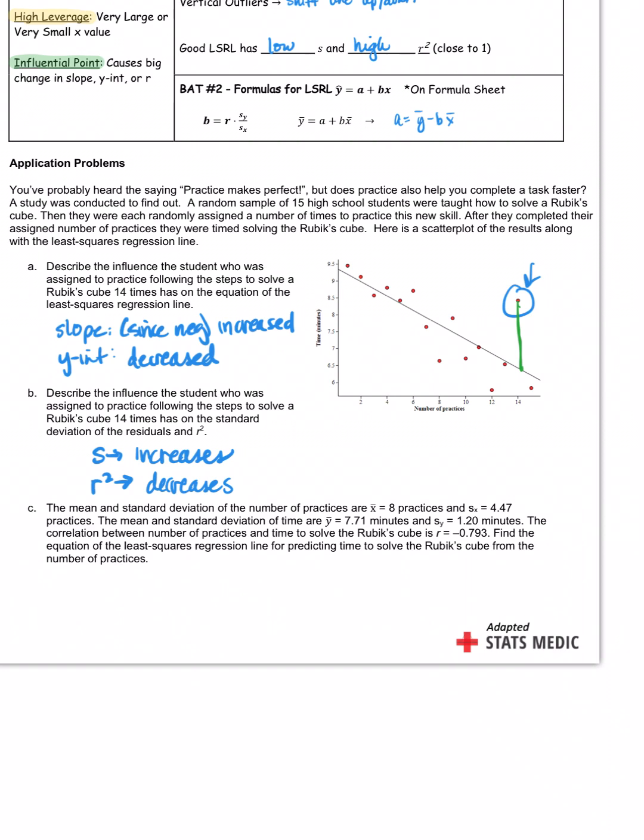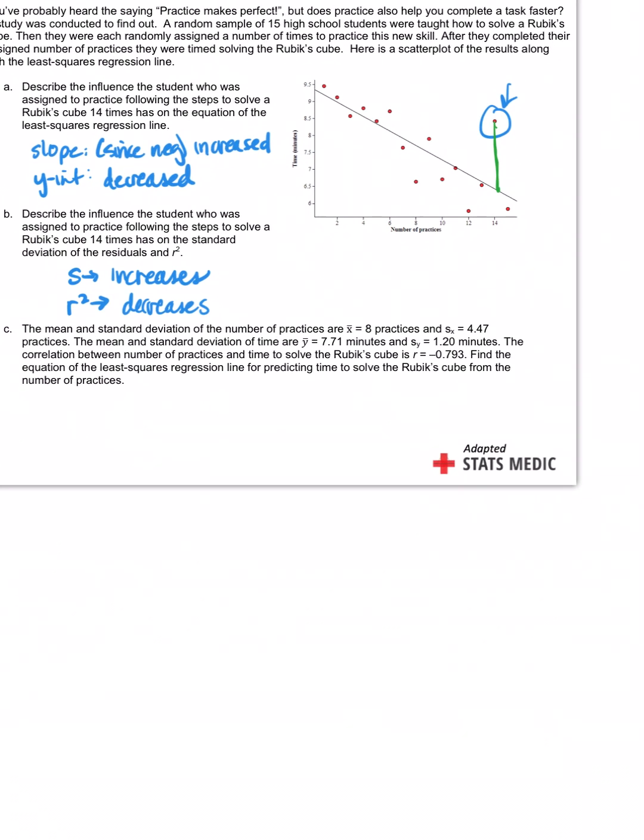Number 3 here is just practice using those formulas. So we have to deconstruct what it says. The mean and the standard deviation of the number of practices: our x bar is 8. The standard deviation of the x values is 4.47. The average time is 7.71 minutes, and the standard deviation of the times is 1.20. And then they give me an R value of negative 0.793.